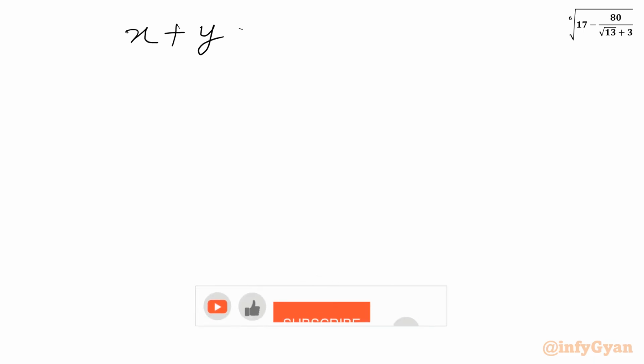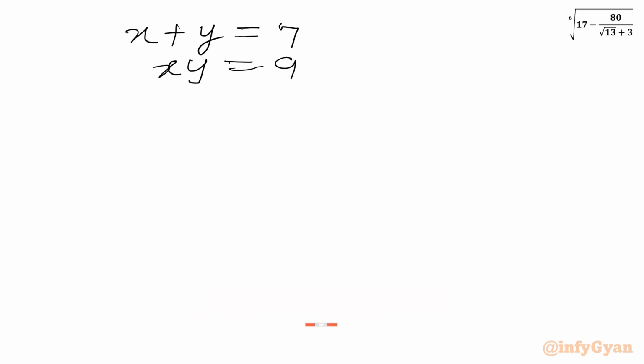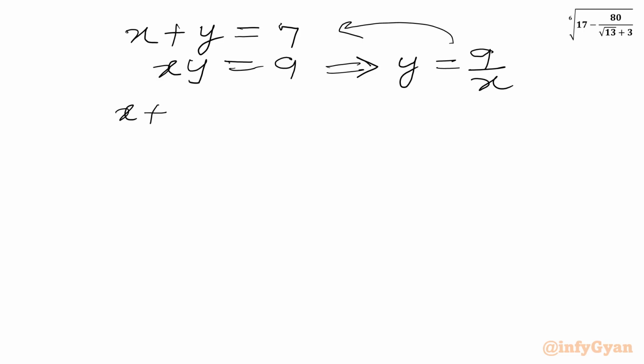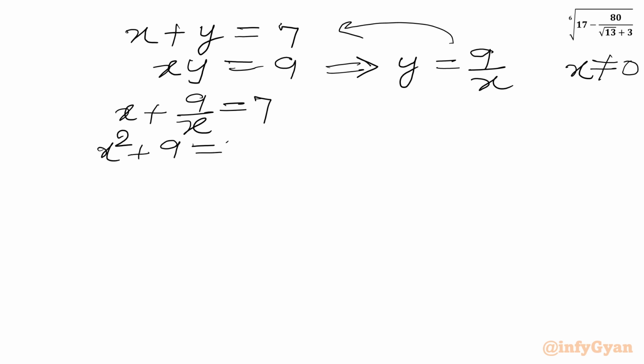So x plus y equal to 7, and our second equation was xy equal to 9. Now from this equation, I can write y will be equal to 9 over x, and let's apply here. So I can write x plus 9 over x equal to 7. Multiply both sides by x. Of course, x is non-zero. So I will write x square plus 9 equal to 7x, or x square minus 7x plus 9 equal to 0.